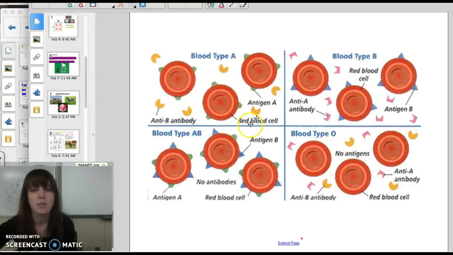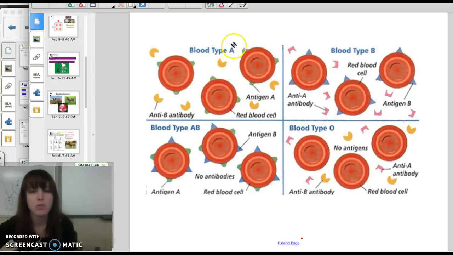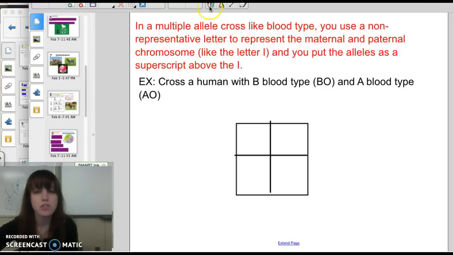Okay. Blood type, if you may or may not know, represents the antigens that you have on your blood cells. A means you have antigen A. AB means you have both A and B antigens, and then O means you have no antigen. So this is kind of why we reject blood types that are not of our own if we were to get a transfusion. Okay, so let's try a cross.